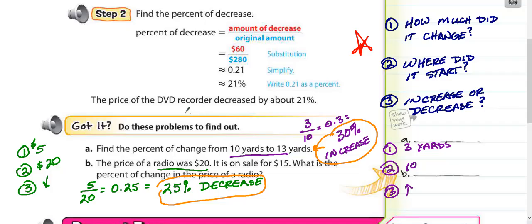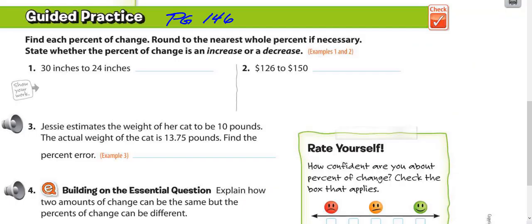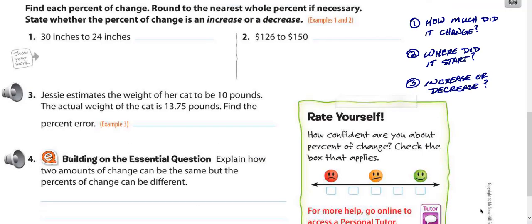Okay, let's go ahead and check out some of the guided practice problems so you can try a few more of these on your own. So here we are in the guided practice problems, page 146. Go ahead and you're going to do the same thing that you did with the got it problems. You're going to answer those three questions. So there are your three questions. How much did it change? Where did it start? Increase or decrease? So for each of these problems, answer those three questions.